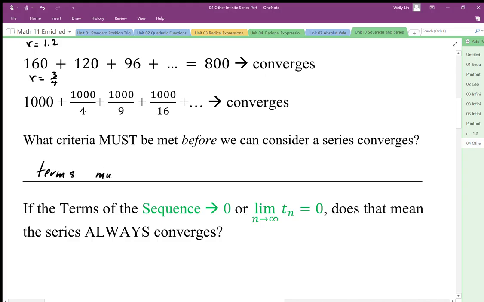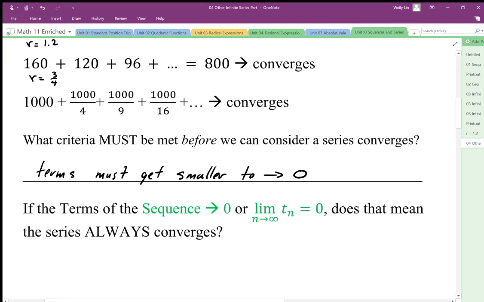must get smaller, not just smaller, but they must get smaller to 0. Okay, so they must converge to 0. So if the terms of the sequence, the Tn, go to 0 as n goes to infinity, that means that it's possible for it to converge.